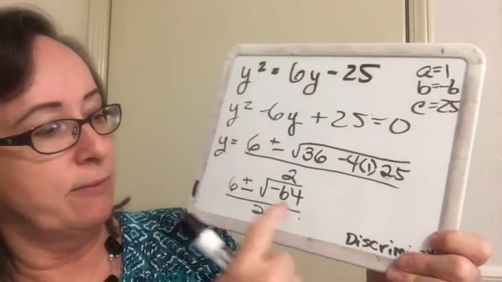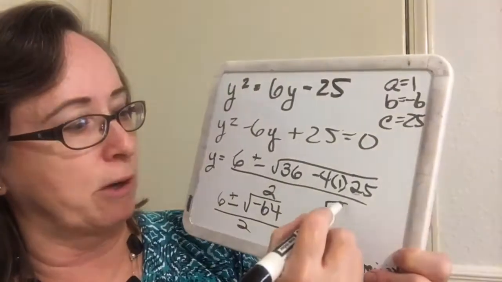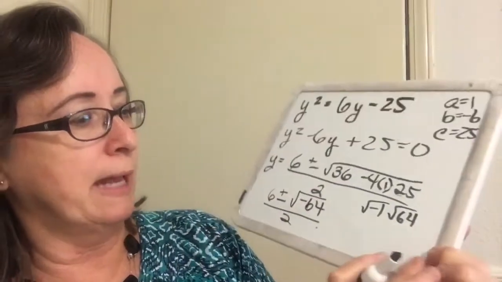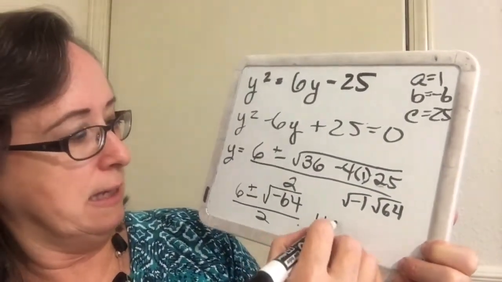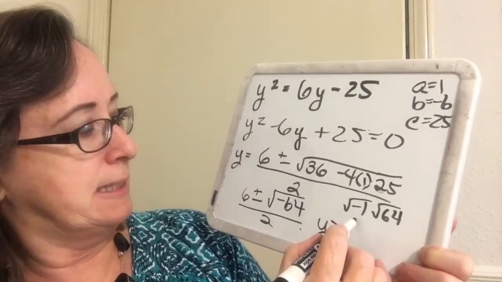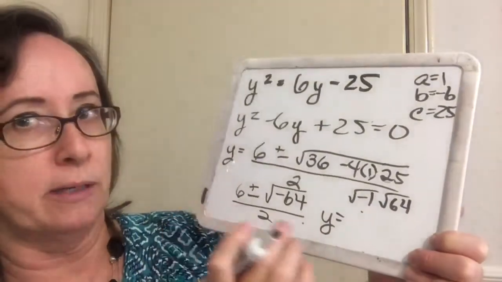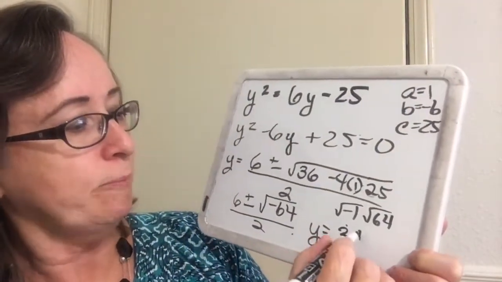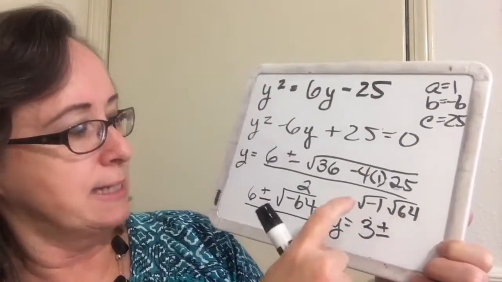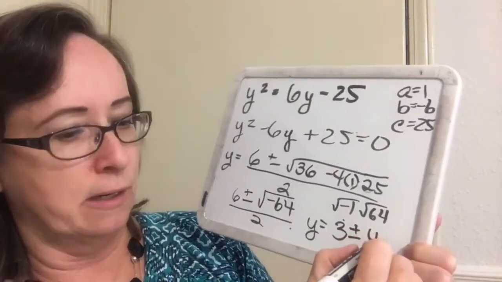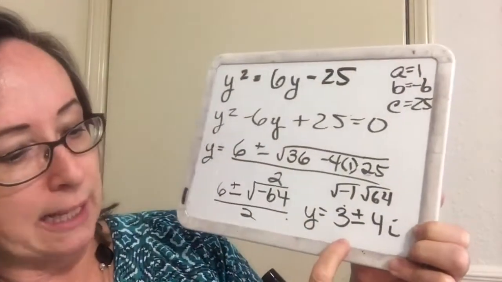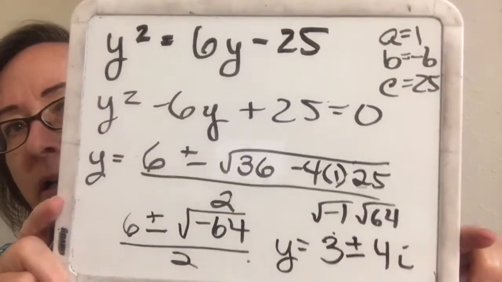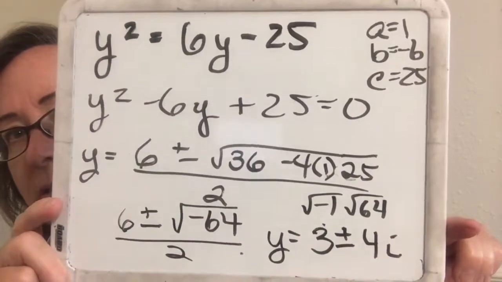Okay? But the square root of negative 64 is going to break up into the square root of negative 1 times the square root of 64, which is 8i. So we're going to have y equals 6 plus or minus 8i over 2. Since I've got a real part and an imaginary part, I'm going to separate them. So 6 divided by 2 is 3, plus or minus 8i divided by 2 is 4i. Okay, so we have 3 plus 4i and 3 minus 4i, and those are correct solutions.